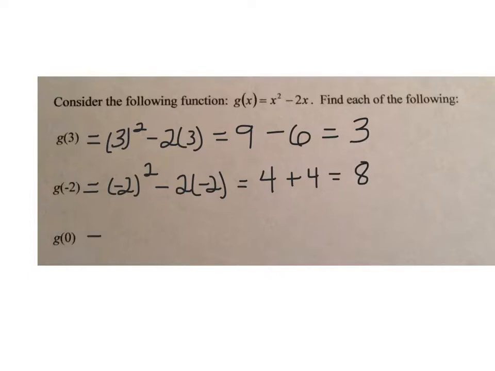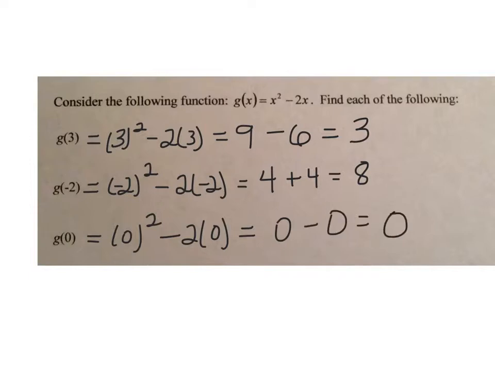Now let's look at g of 0. I'm going to have 0 squared minus 2 times 0. So 0 squared is 0, and 2 times 0 is 0, and 0 minus 0 is 0. So in this case, the ordered pair would be 0, 0. So that's just a little bit about evaluating functions.